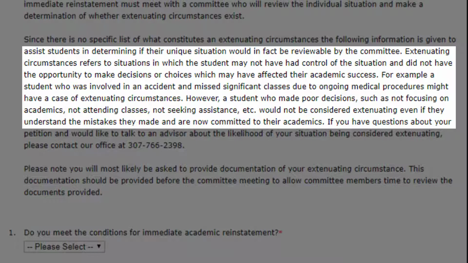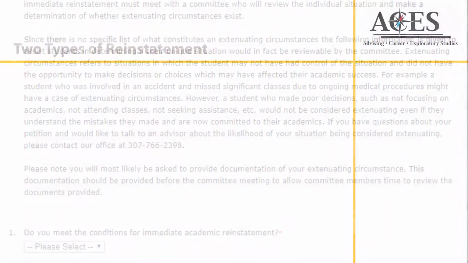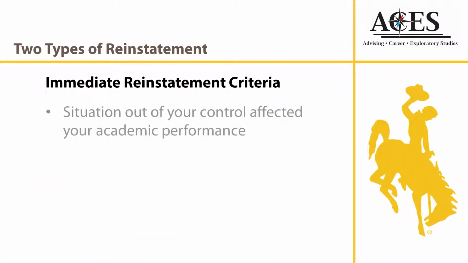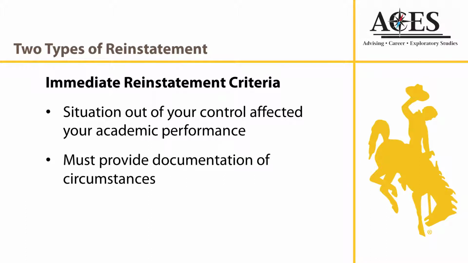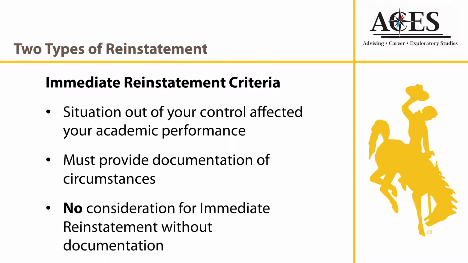However, a student who made poor decisions, such as not attending classes, not focusing on academics, or not seeking assistance, would not be considered extenuating even if the student understands the mistakes made and is now committed to her or his academics. In other words, if something happened out of your control that affected your academic performance, you might be eligible for immediate reinstatement. But here's the thing: you will need to provide documentation of your circumstances. You will not be considered for reinstatement without some sort of documented evidence. We'll talk more about that in a moment.